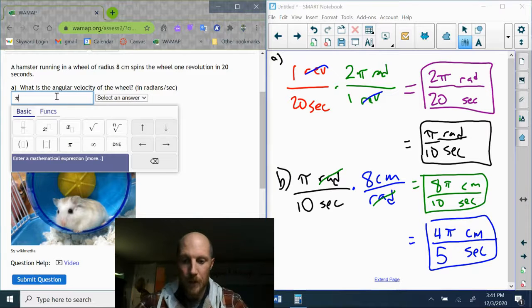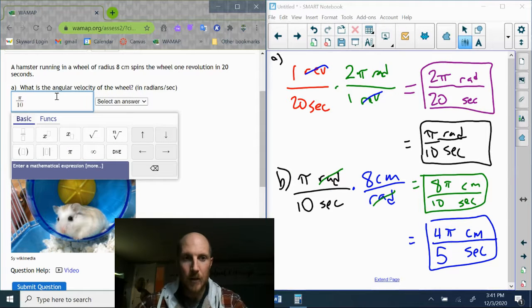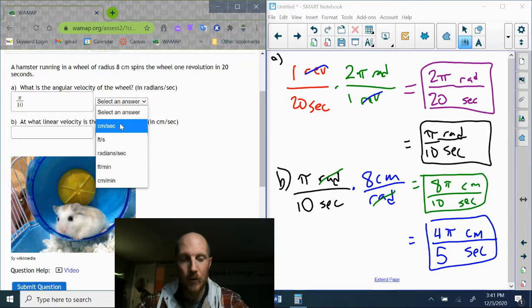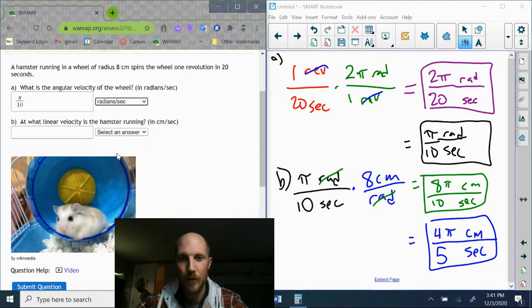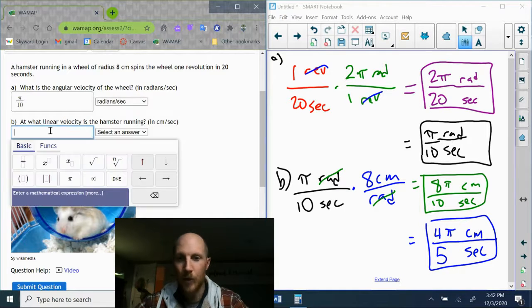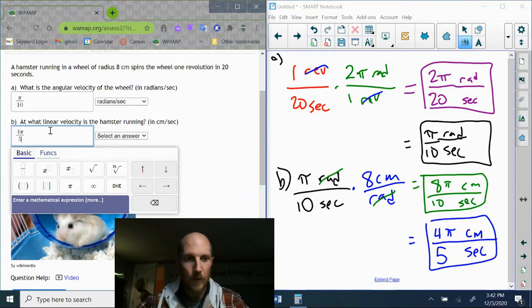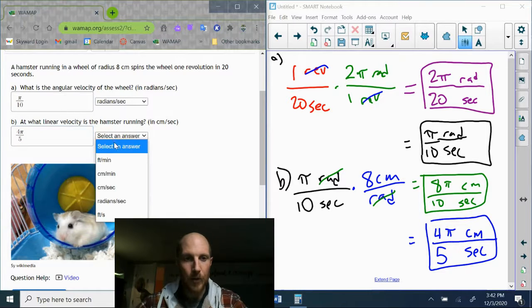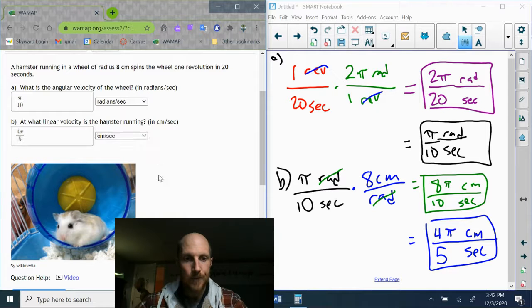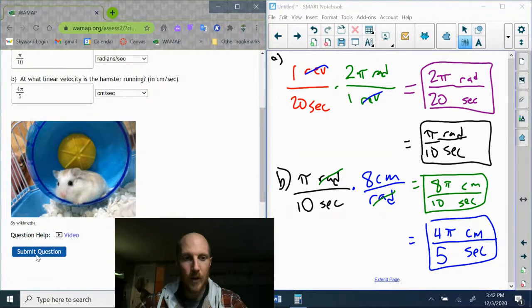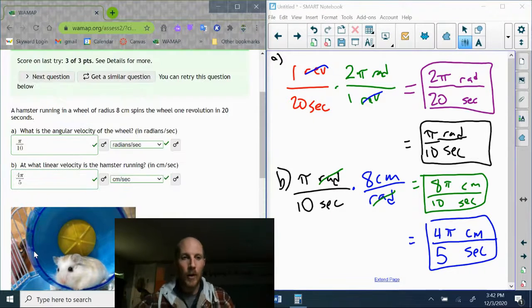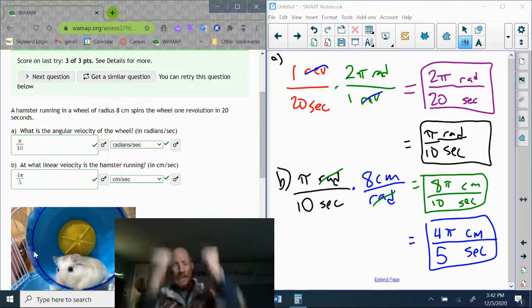All right, let's get those answers entered in here. So pi over 10, select the units. These are radians per second, just like the directions asked me. That's what I had over here. Part B, 4 pi over 5, and these are centimeters per second. All right, let's see those green squares. Woohoo! Yes, yes, yes, yes.